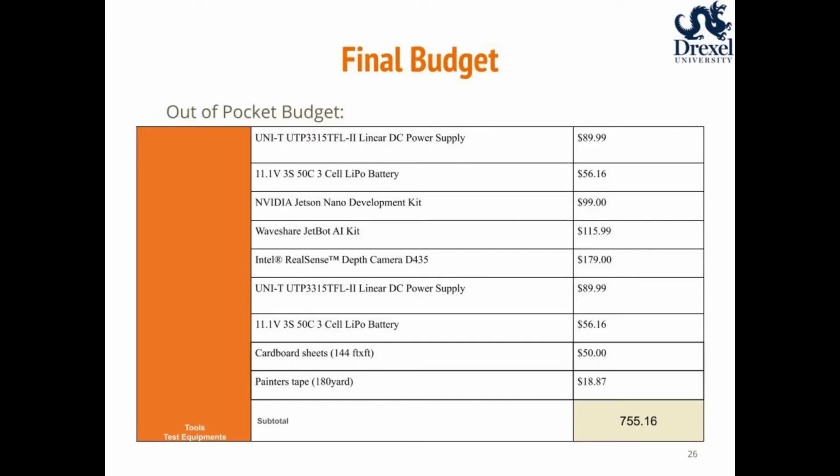This is the budget that we spent on the whole project. The power supply, battery, Jetson Nano development kit, the depth camera of Intel RealSense, the cardboard sheet and the painter tape which made the physical lane for our demo. The total of the equipment is $755.16.